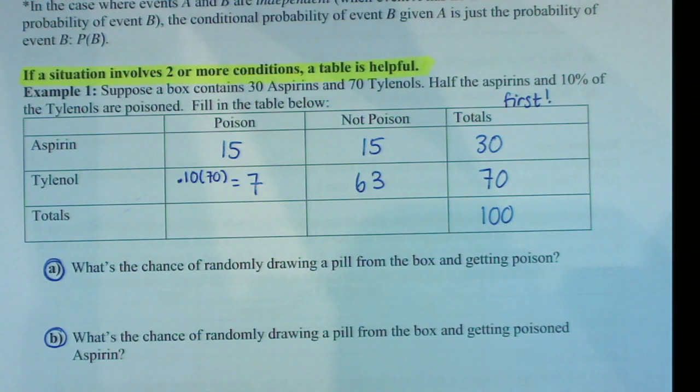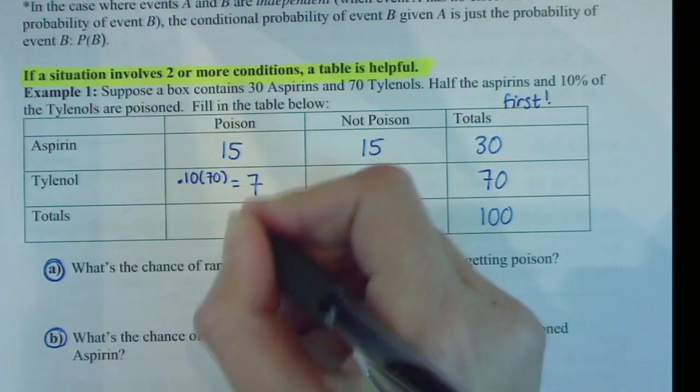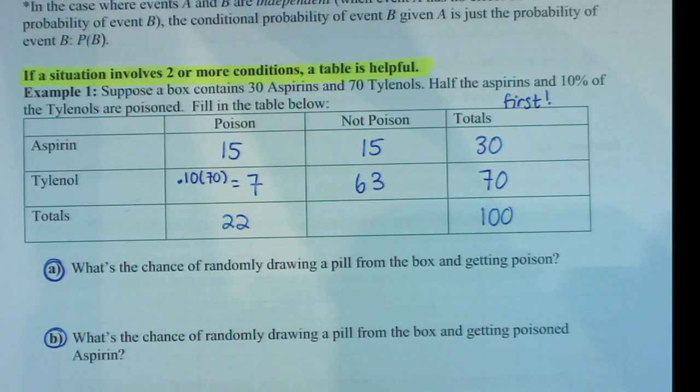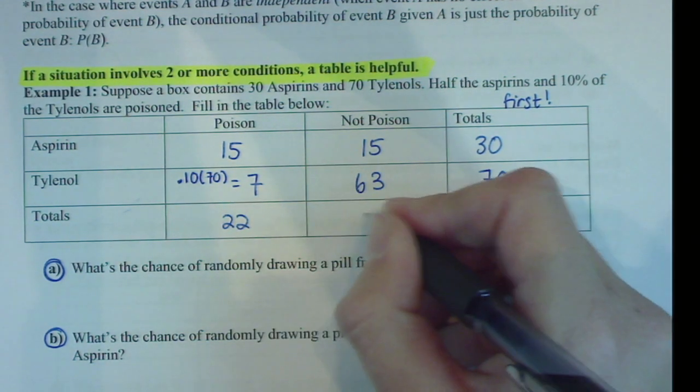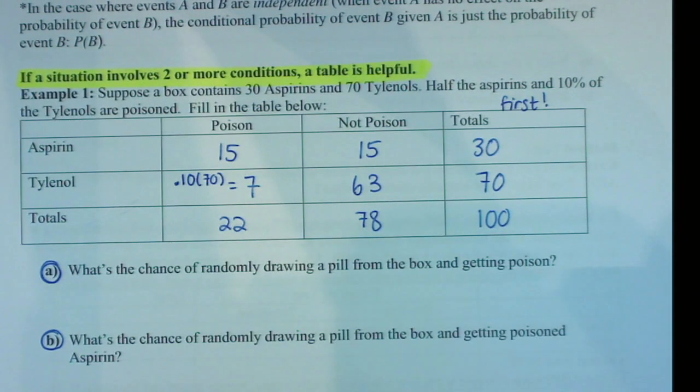And then I might as well fill in total poison is 15 aspirin and 7 Tylenol, so 22 total poison. And then that means there are 78 total not poison. So your chances, I guess, are pretty good of not getting a poison. 78 out of 100.